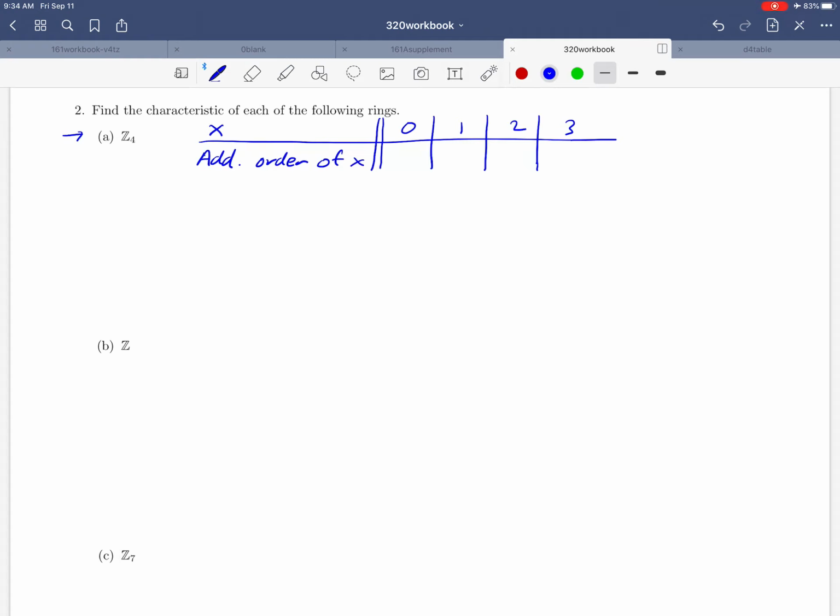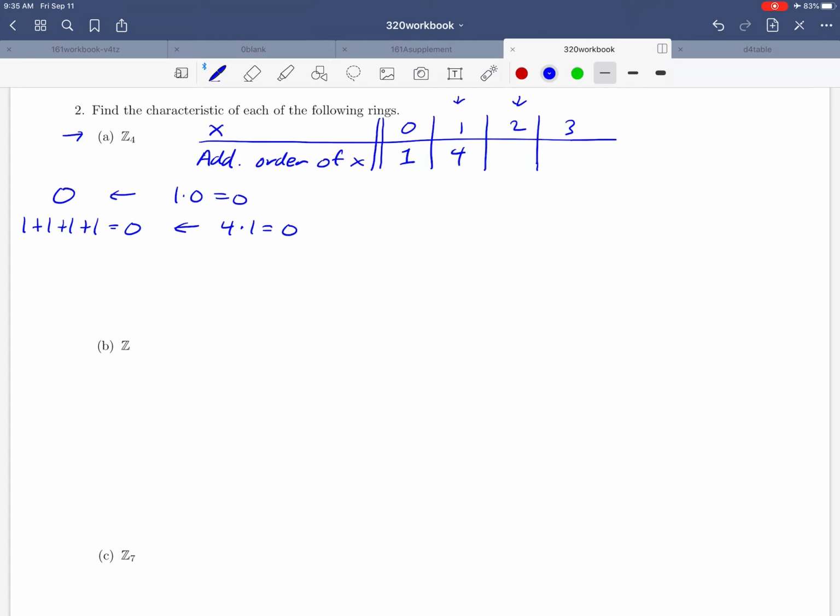Let's start with 0. Well, we just need 1 copy of 0, and we're already back to the additive identity. So 1 times 0 is 0, and its additive order is just 1. The order of the identity element is always 1. What about the element 1? How many copies of that would we need to add together to get back to the identity? We need 4 copies of it: 1 plus 1 plus 1 plus 1 gives us 4 mod 4, which is 0. That tells us that 4 times 1 is equal to 0 and confirms that the additive order of 1 is 4.